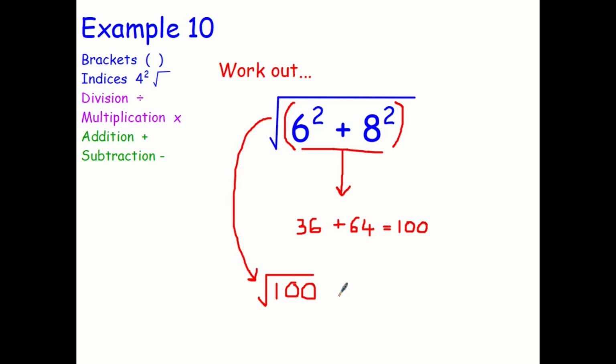And square root of 100 is basically saying, what number do I multiply by itself to get 100? Well, that is 10. Square root of 100 is 10. And that is your answer to that question.